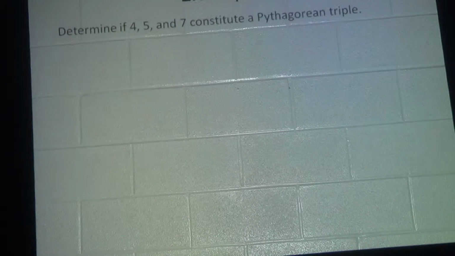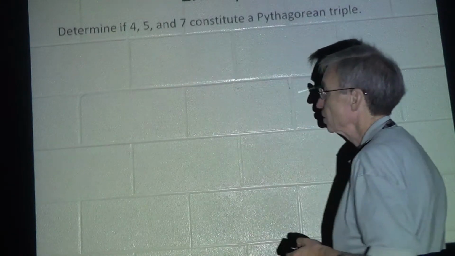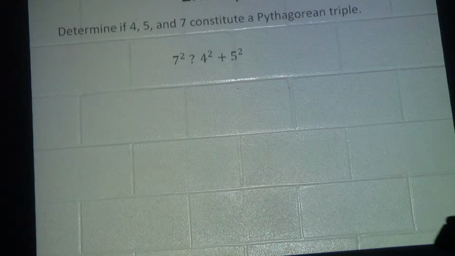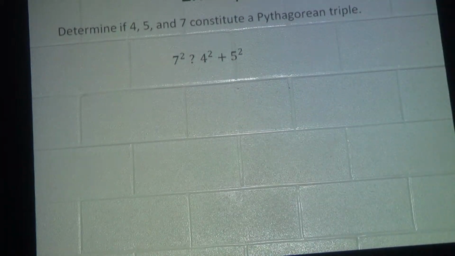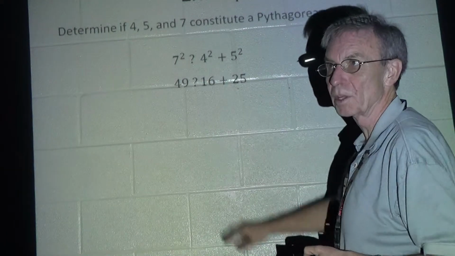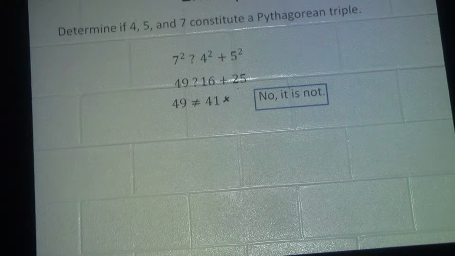Let's look at example 2. This time they gave us a triangle that has sides of 4, 5, and 7. They want to know, can that be a Pythagorean triple? So we put it in here. The longest one is 7, so it goes over here for c. So 7 squared is what relationship to 4 squared plus 5 squared? This gives us 49 is what relationship to 16 plus 25? 49 is not equal to 41, so no, this is not a Pythagorean triple.